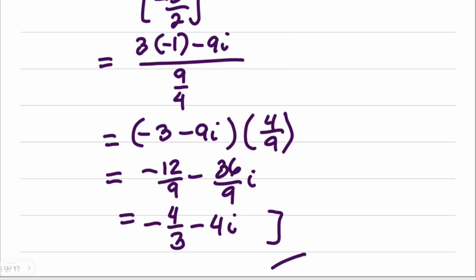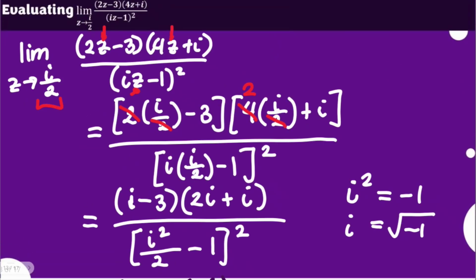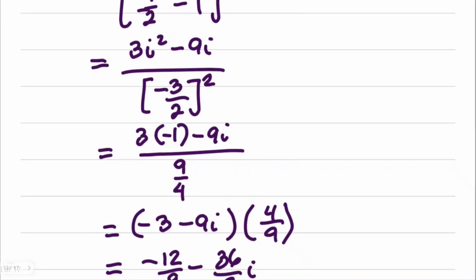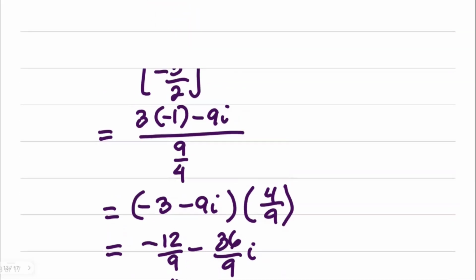So this will be the result of this process involving the limit of this very complicated complex function as z approaches i over 2. We just simply need to use all of this together with some concepts, just like i squared is just -1.